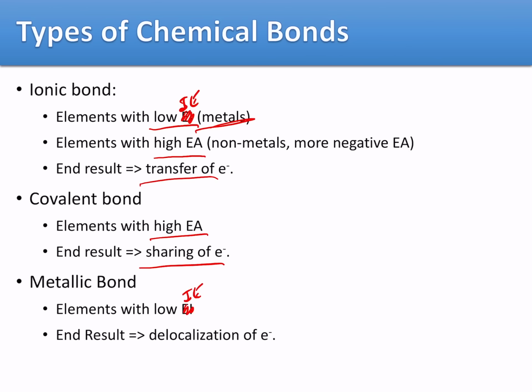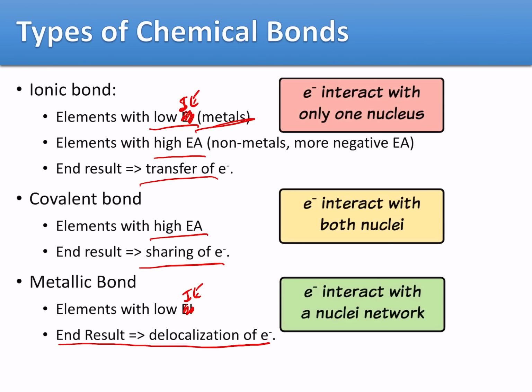So the result there is that those electrons are delocalized. What does that mean? If we take a look at all of these bonds, during the ionic bond, the electrons that are part of that bond are all interacting with one of the nuclei. Remember, it's total transfer, so one element completely loses those electrons, and those electrons are spending time with the other element.